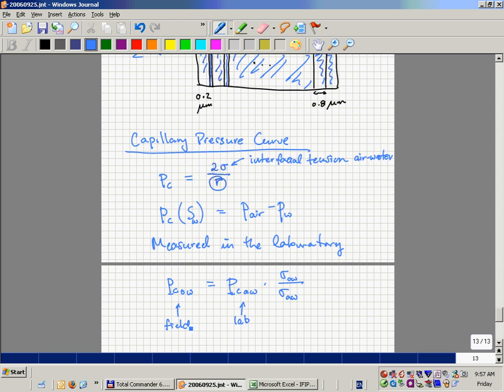And this is basically a phase behavior, a fluid property. Air-water is typically around 70 millinewton per meter, and oil-water interfacial tension typically ranges from 20 to 50 millinewton per meter. So there's a correction of a factor of 2 or 3.